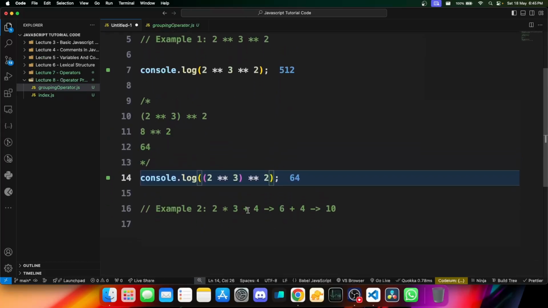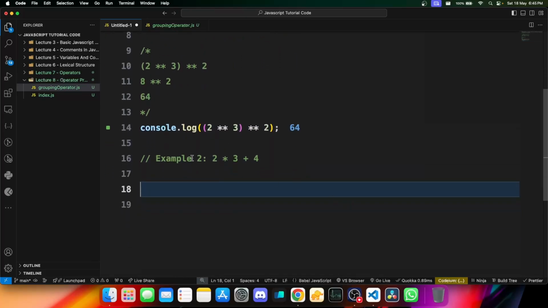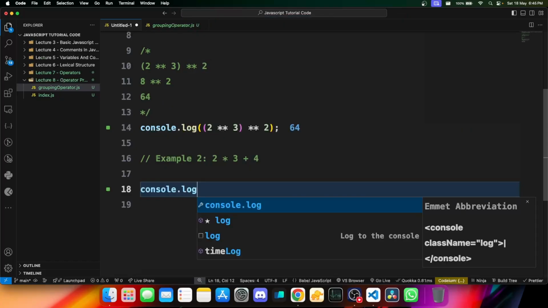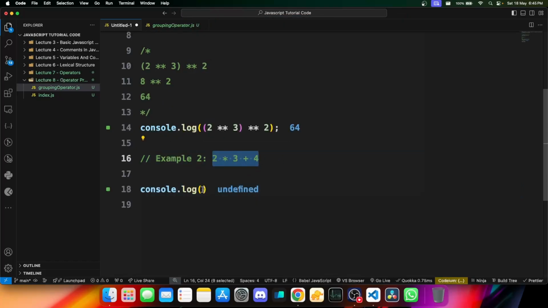Okay. Now let's talk about this one. This one is again a very interesting example. If you try to solve this directly without giving any grouping operator, the result would be 10. Okay, so you can see I'm getting 10 as the answer. Now, the highest precedence is held by this and then this, so this would be solved first. In this case, 2 to the power 2 multiplied by 3 would become 6, and that would become 6 plus 4, which is 10.